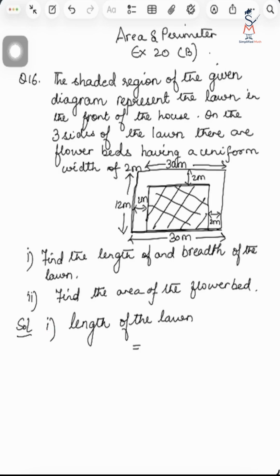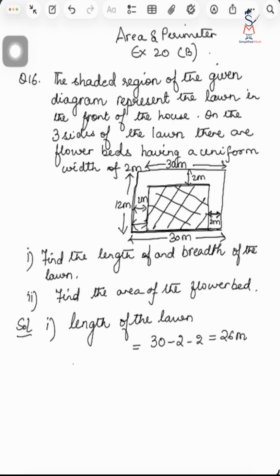Generally they take the longer one as the length. You can take even 12 but mention there. So it will be 30 and the 2 meters from this side and 2 meters from the other side will be subtracted to get the length of the lawn. 30 minus 2 minus 2, that is 26 meter.